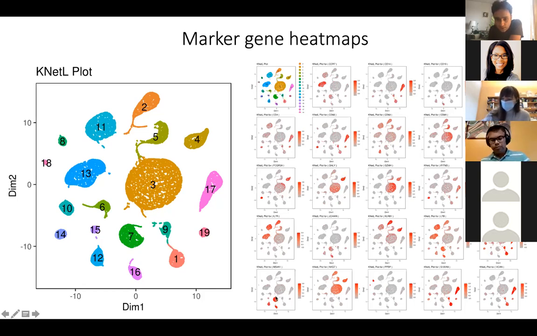Again, you turn on MS4A1, and there are 3 clusters of B cells in there. And then PPBP turns on in here. That's also, I guess, a marker for platelets. And some other markers that I turned on in here.